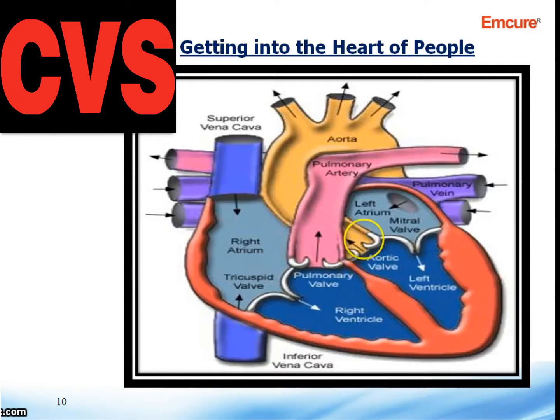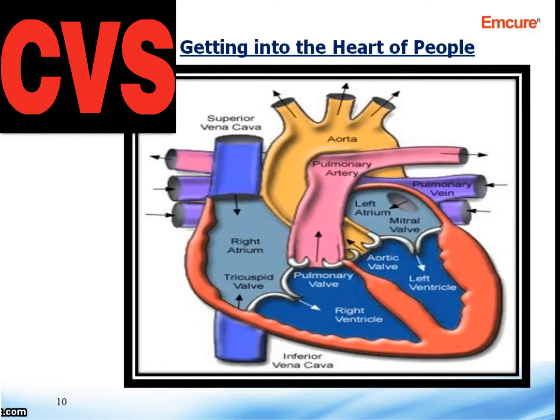Now again, there is a valve which guards the opening of this major vessel, and this is called the aortic valve. All these valves, the pulmonary valve and the aortic valve, are also called the semi-lunar valves. They are half-moon shaped valves.